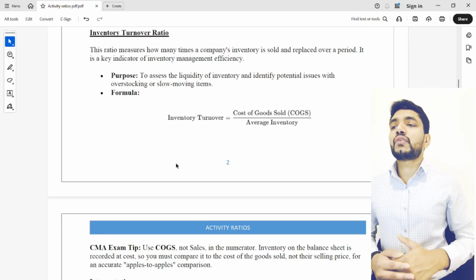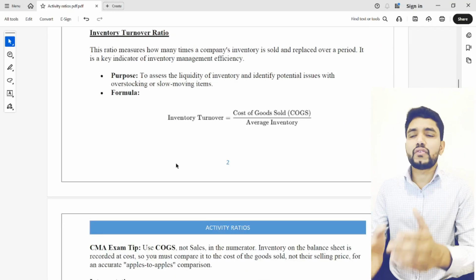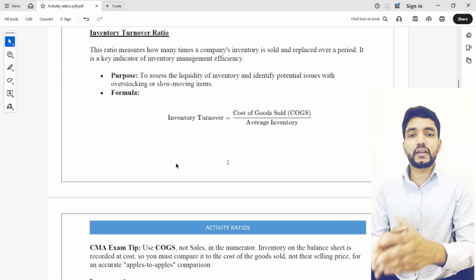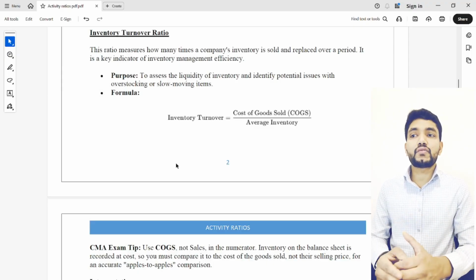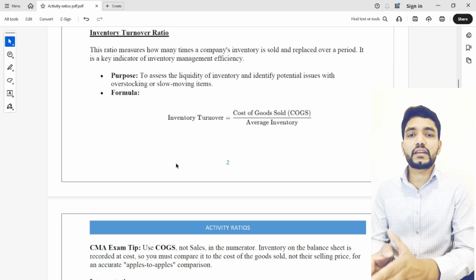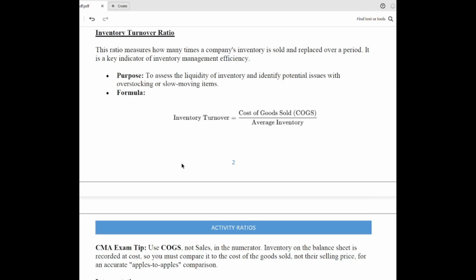Now we will move into the inventory turnover ratio. In the receivable turnover ratio, we discussed how many times we collect our average receivables per year. In the inventory turnover ratio, we look at how many times the company's inventory is sold and replaced over a period. It is a key indicator of inventory management efficiency.